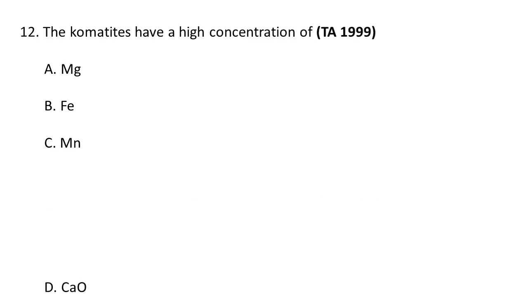Next question. The komatiites have a high concentration of A, magnesium, B, iron, C, manganese, D, calcium oxide. So A, magnesium, is the correct option. Komatiites are a type of volcanic rock that have a high concentration of magnesium, and they are defined as having a magnesium oxide content of at least 18 weight%. So A, Mg, is the correct option.